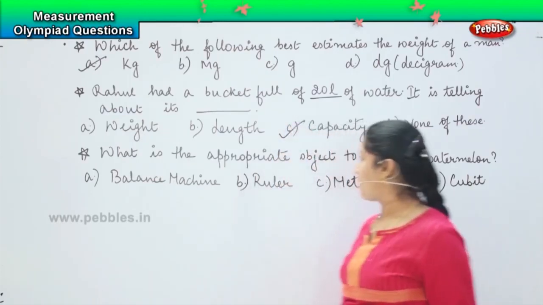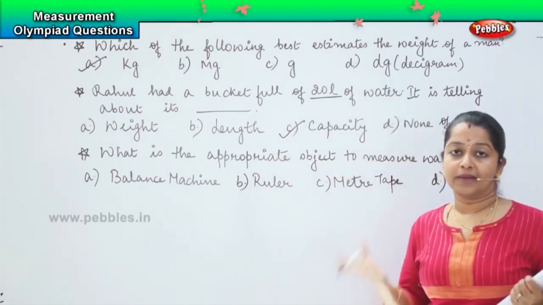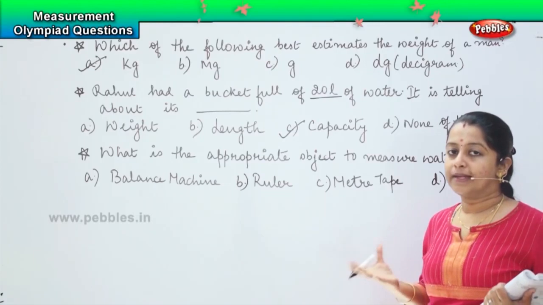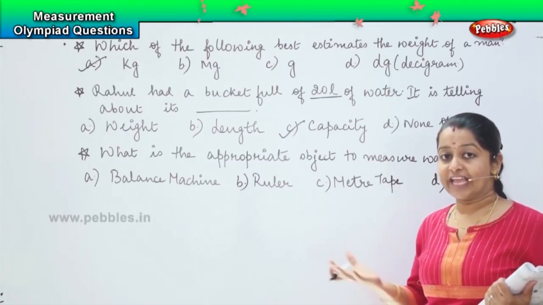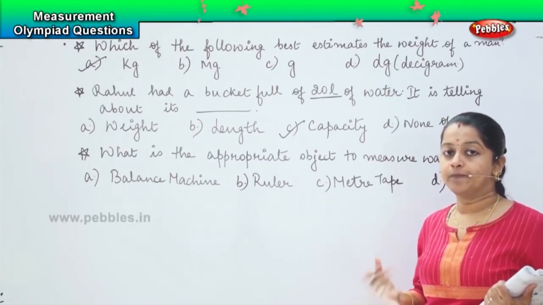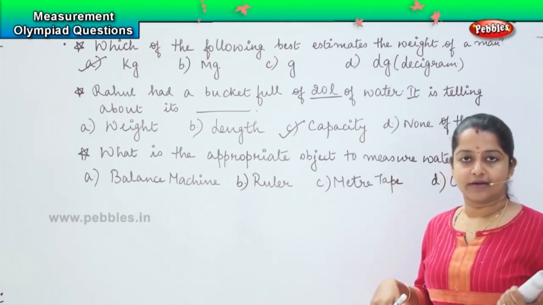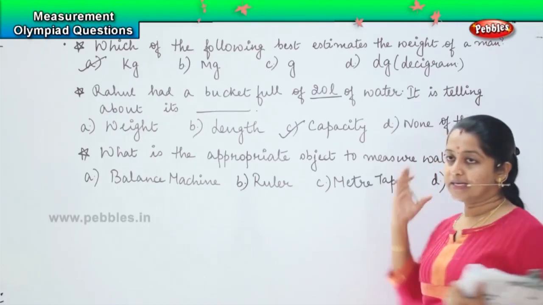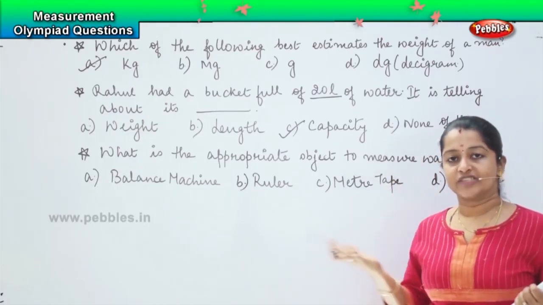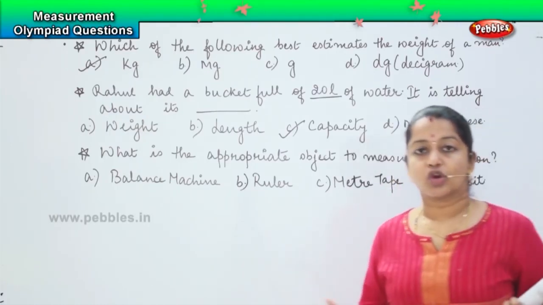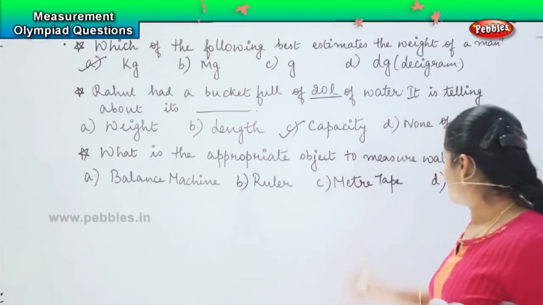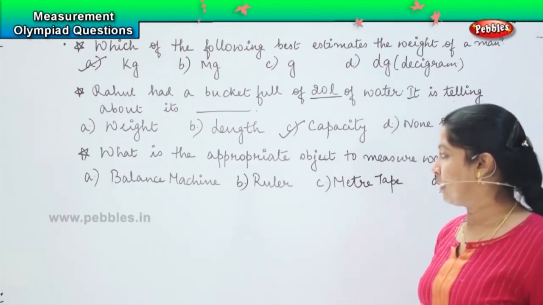So which is the appropriate object to measure a watermelon? Watermelon, as I told you, is something heavy, so we use a standard value. Cubit is a non-standard value, right? And moreover, cubit is used to measure length, whereas for the watermelon, it is talking about the weight. So option D is ruled out.